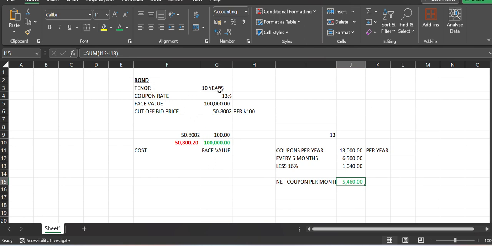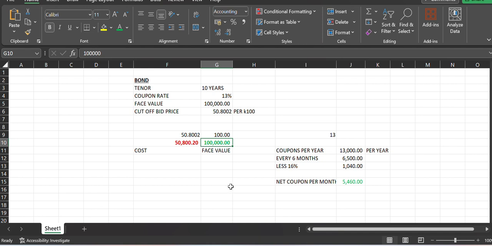So what do we have here? It's a 10-year bond at a coupon rate of 13. The cutoff bid price is this. You want to invest in a bond for 100,000 kwacha. It will cost you 50,800 at this price. So you will invest this and then you will get a bond of 100,000 kwacha. But this money, 100,000 kwacha, is the face value. The face value, you only get it after the length of the bond. So after 10 years, that's when you get this money.